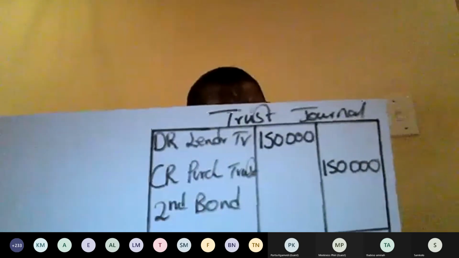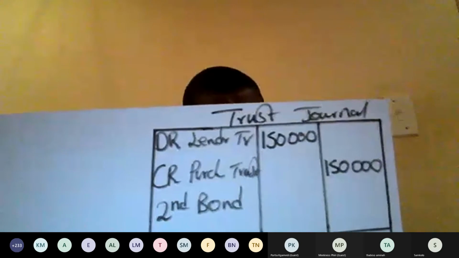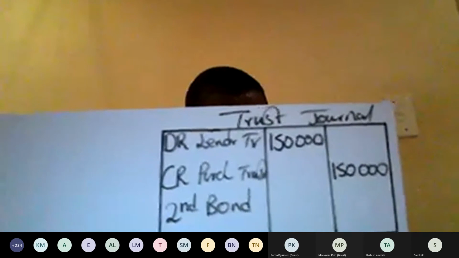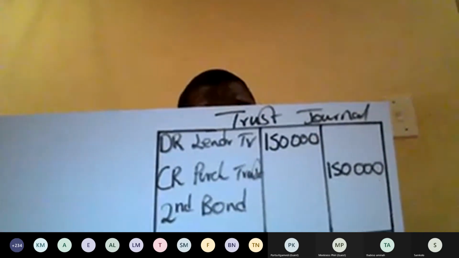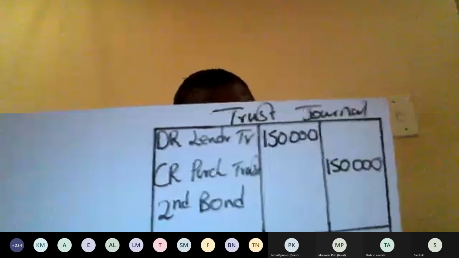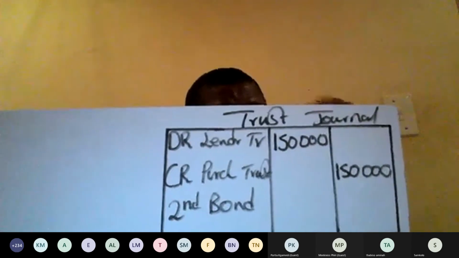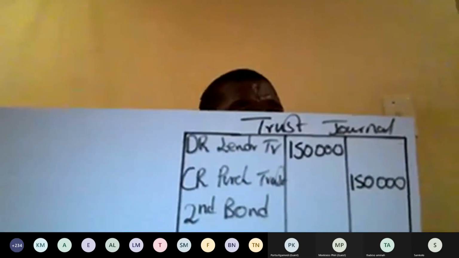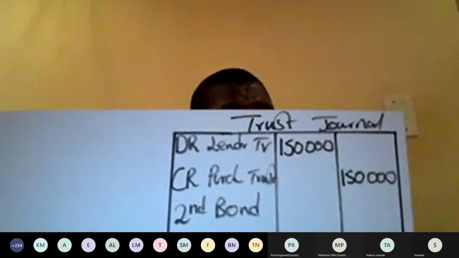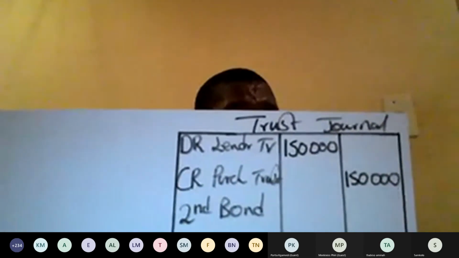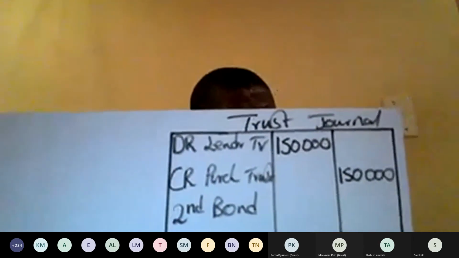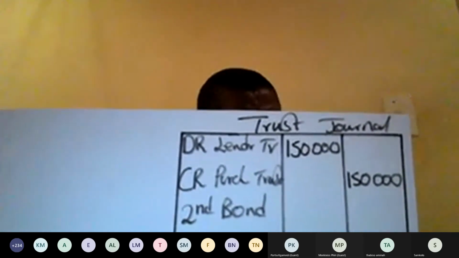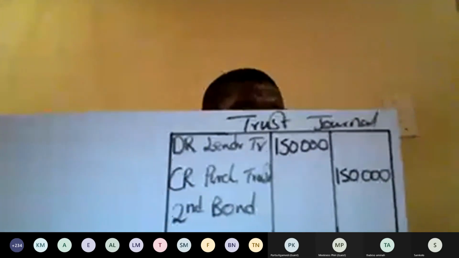Now, for you to transfer this second bond to the purchaser, you need to draw a trust journal, which is a non-cash transaction. You need to do a trust journal because you are going to transfer the value of the second bond, which is 150,000 rand, from the lender's trust ledger account. That is why you are debiting the lender's trust. Remember, in the trust ledger, debit means you are taking out. Now, we are taking 150 out of the lender's trust ledger account.